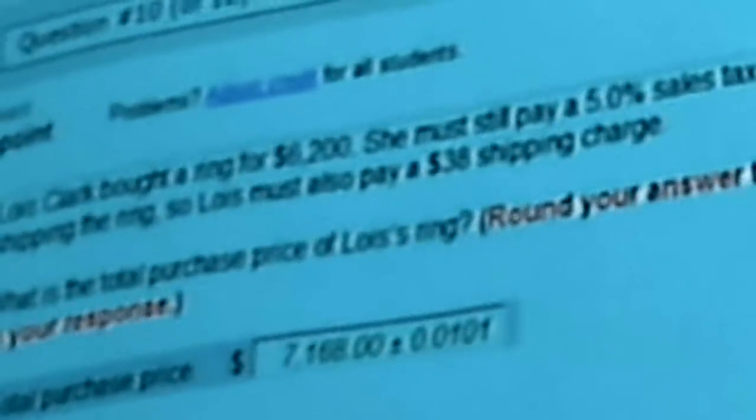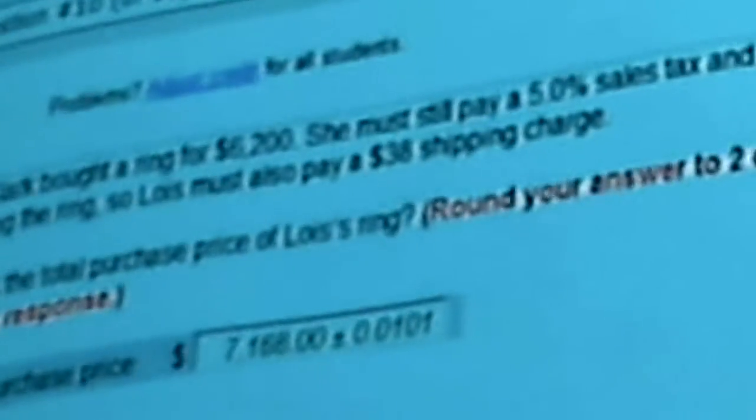And then what do you do? After that, you get the total purchase price. Add the total tax to the 6,200. The price then without the shipping. And then we have a shipping charge. I didn't see that. Yes, shipping charge, 38. That's what I got, 7168.